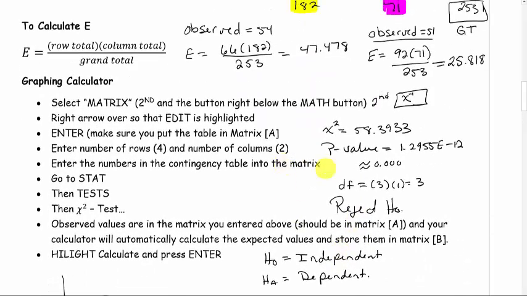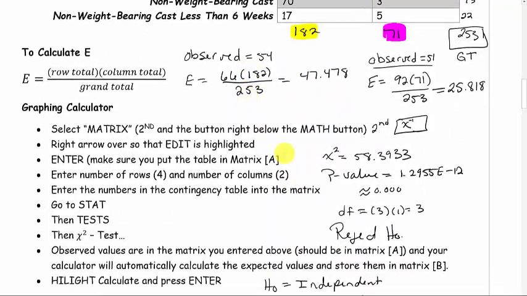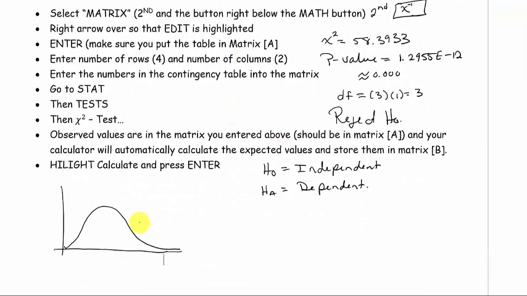So when we do our graph, and it doesn't tell us what the alpha level is, we would assume that our alpha was 0.05. And we had a p-value that was 0. And remember, this is always a right-tailed test. And so our p-value is in the tail. Our p-value is smaller than our alpha, and so that's why we are rejecting the null.